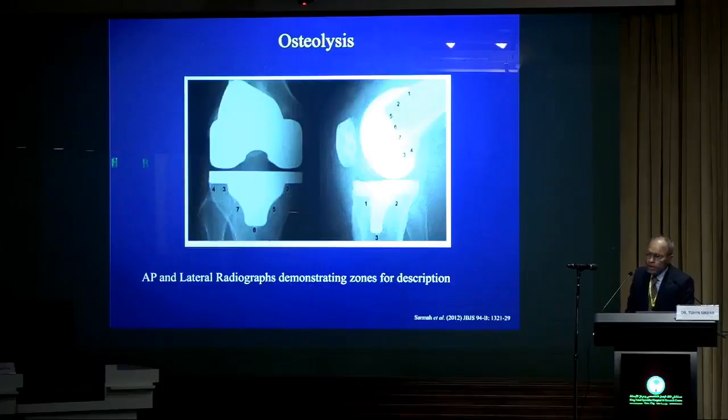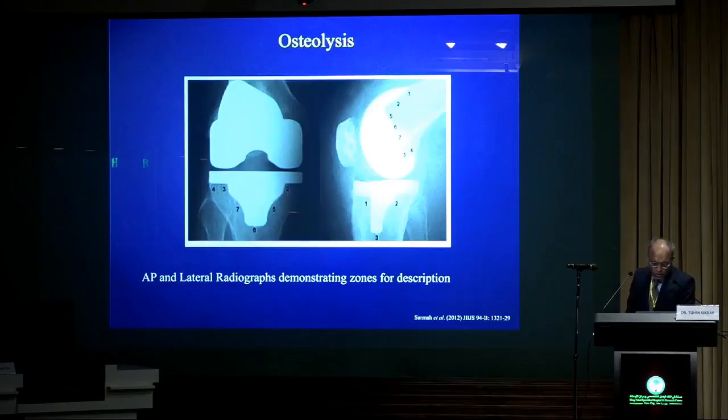Assessment of osteolysis. The Knee Society has a scoring system, just like in the hip joint. These are assessed on plain radiographs generally, and the zones have been delineated on the available views.